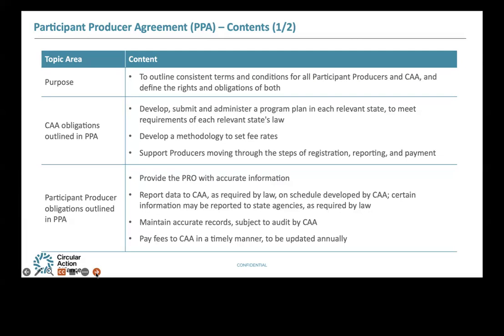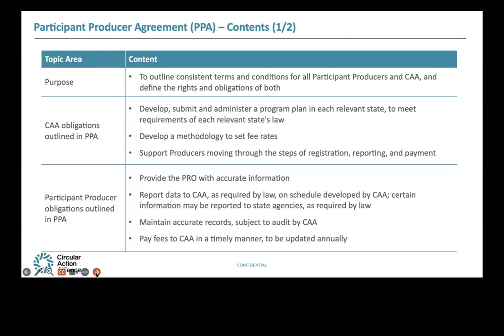The participant producer is obligated by the PPA to share accurate information about their company, to report data to CAA in the states where it signs a state addenda, maintain accurate records with CAA, and pay fees in a timely manner once they've signed the state addenda and reported their data. And companies that sign the PPA will not be able to report data to CAA until they sign a state addendum. So we'll discuss the state addenda later in the presentation.